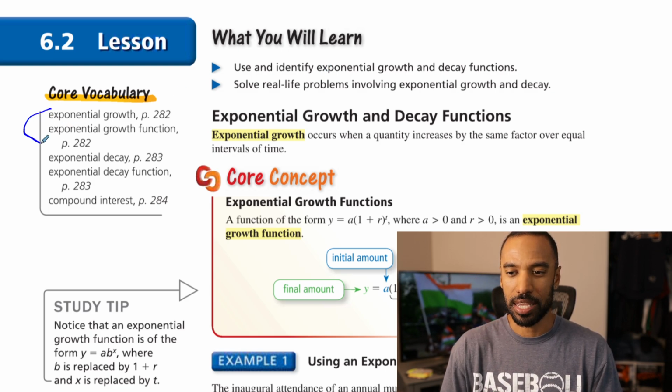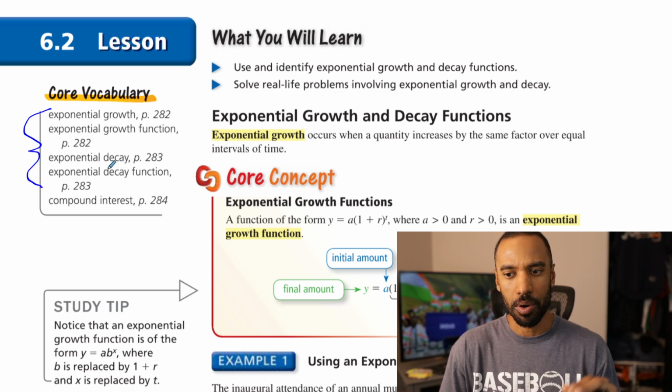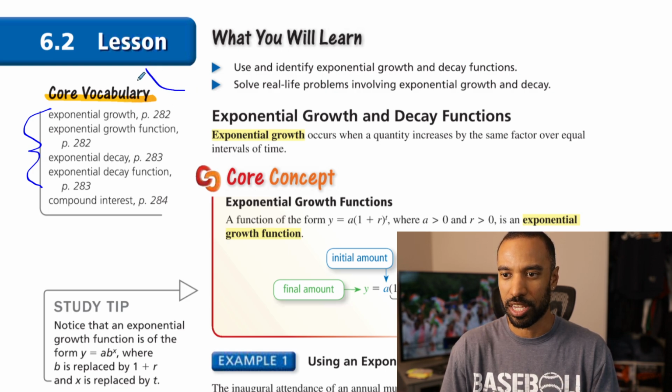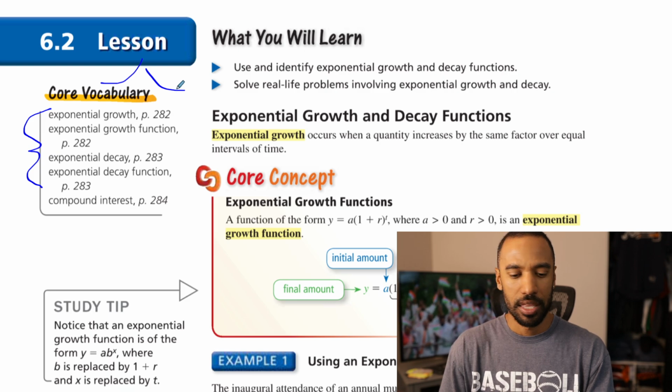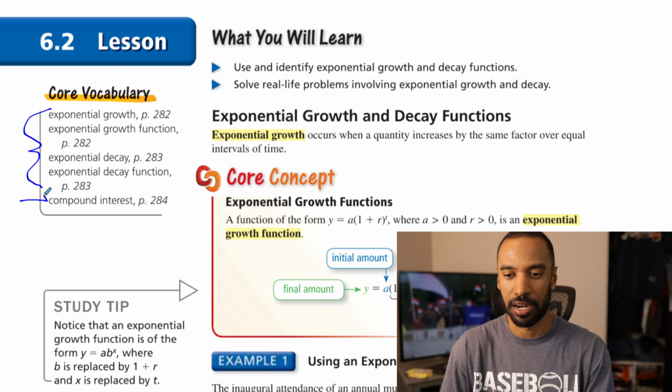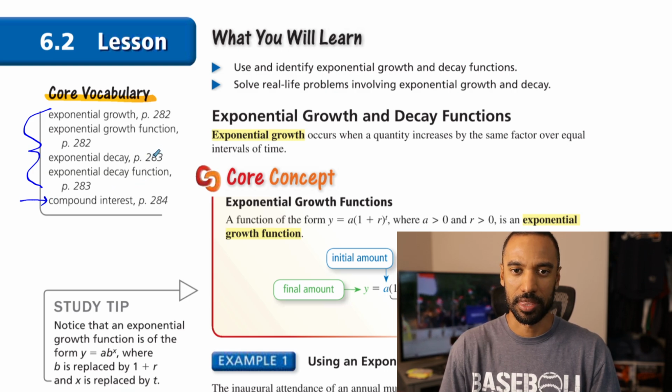So there are a lot of phrases right here: the exponential growth function, exponential decay, and decay function. Now, I stated growth and decay quite often in the last section when we talked about the graphs. This was an example of decay, whereas this was an example of growth. There's also this phrase, compound interest, which I didn't know was going to pop up in IM1, but there it is. We'll talk about that when we hit it.